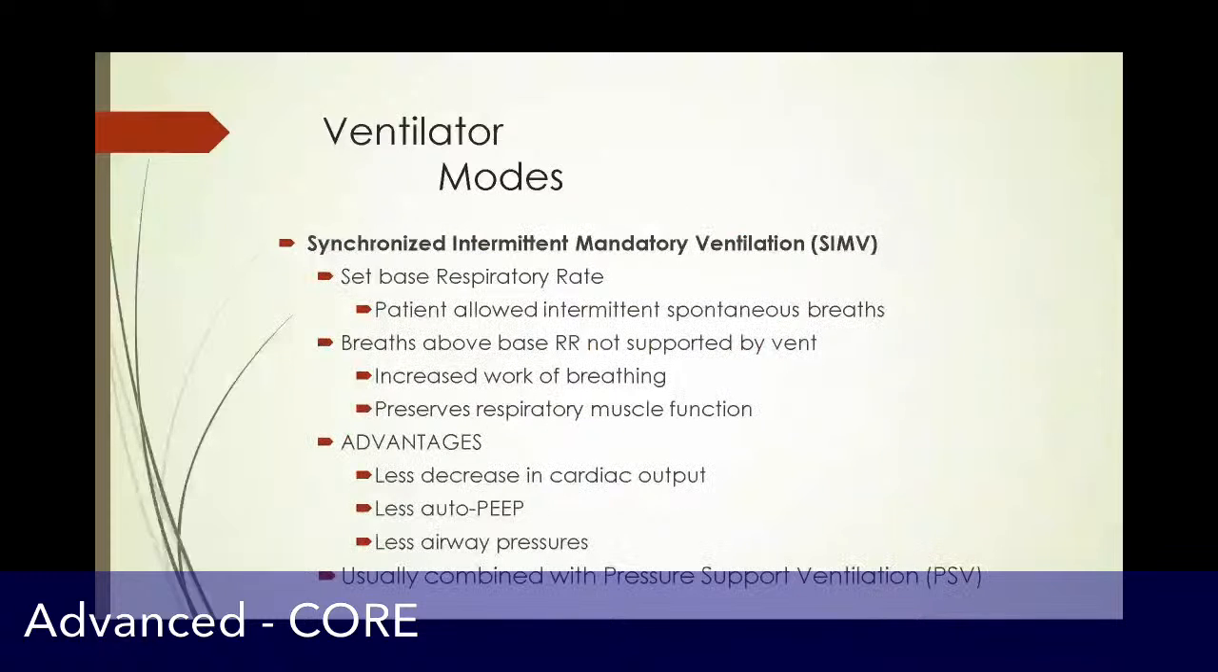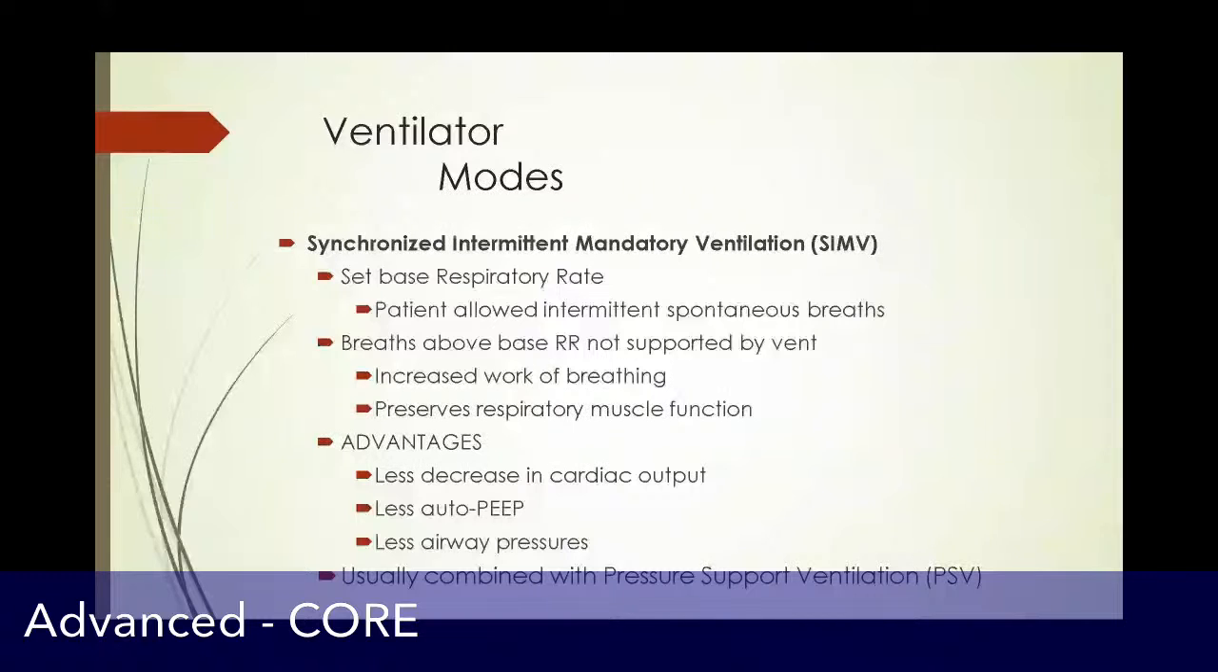Next is SIMV, synchronized intermittent mandatory ventilation. So again, you're going to set a base respiratory rate. This is the minimum amount of times that the ventilator will deliver breaths. So in this case, the patient themselves can have their own spontaneous intermittent breaths. This is a breath that's not supported by the ventilator. It's just the normal inhalation exhalation cycle with no extra pressure.